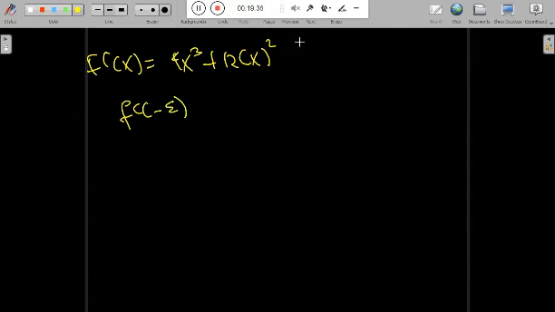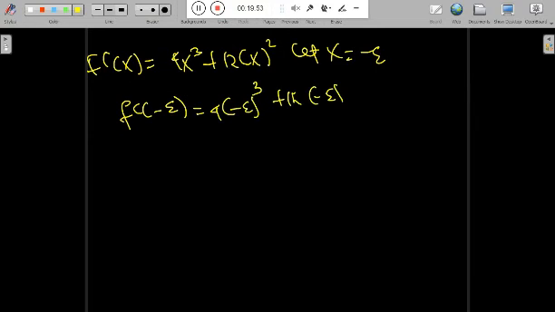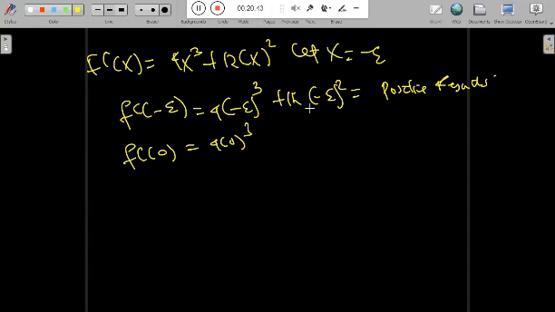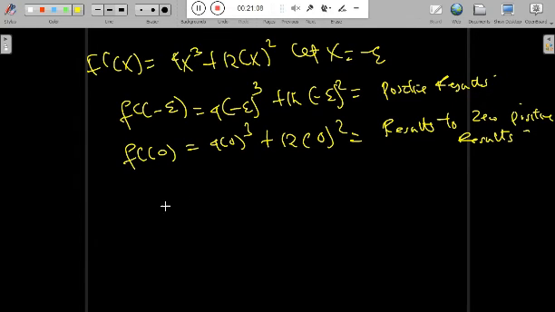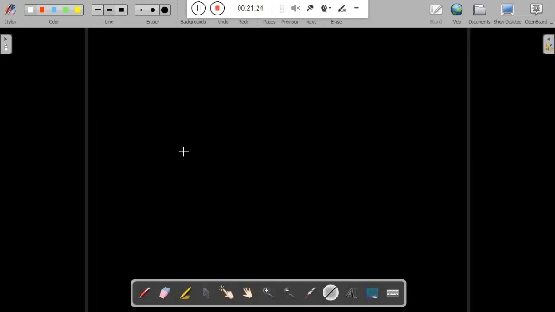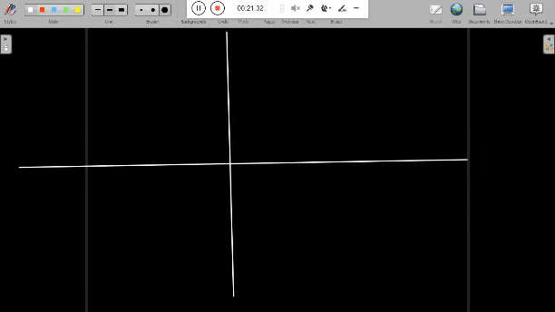that is 4x cubed plus 12x squared. When we plug in any negative value to the function, the answer will be positive. And when we plug in 0 there, we obtain the result 0. So when you try to sketch out the graph, it will appear like this.